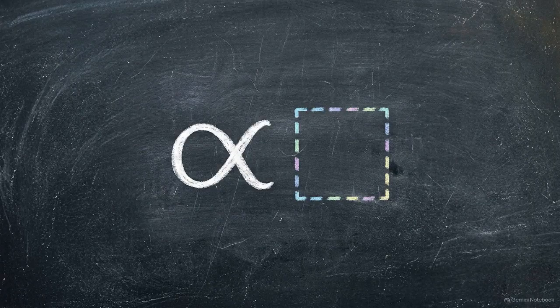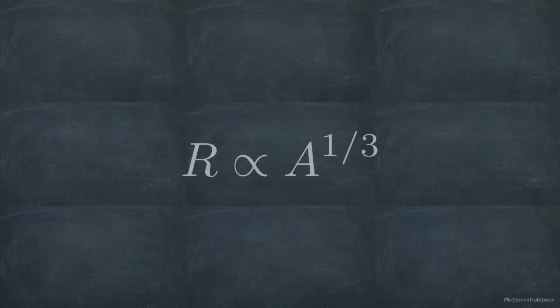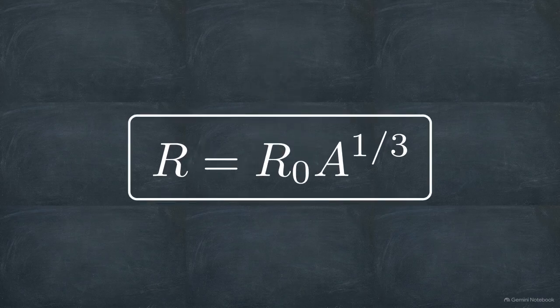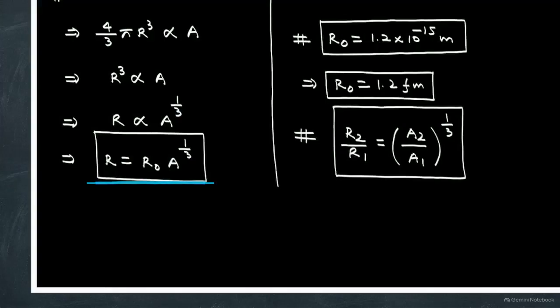To convert this proportionality into a functional equation, we must introduce a proportionality constant. For the nuclear radius, we use the constant r0. This creates our final equation, r equals r0 times A to the power of 1/3. This boxed result serves as the formula for all subsequent nuclear size calculations.